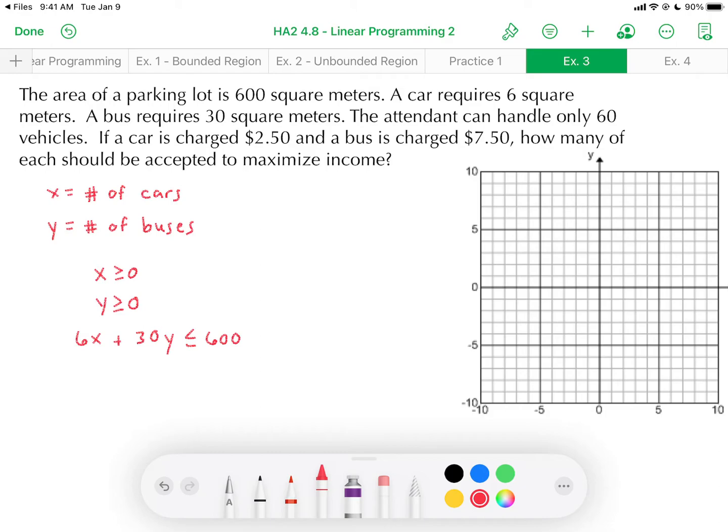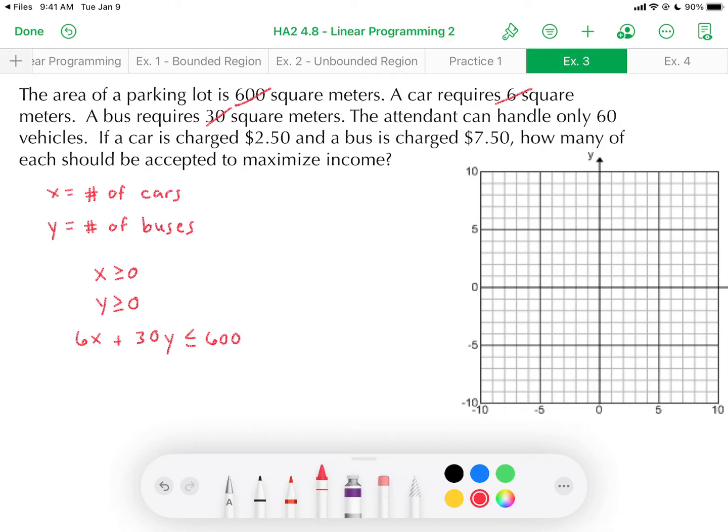Notice why it's an inequality here. You don't have to use all 600, right? But if we want to maximize income, we probably want to fill up as much of the lot as we can. So we've got to come up with this combination, like how many of each type should I park in order to get the most money possible. All right, so I've used the 600, I've used the 6, I've used the 30. I like crossing numbers off after I use them. The attendant can handle only 60 vehicles. That in itself is enough for one more constraint.